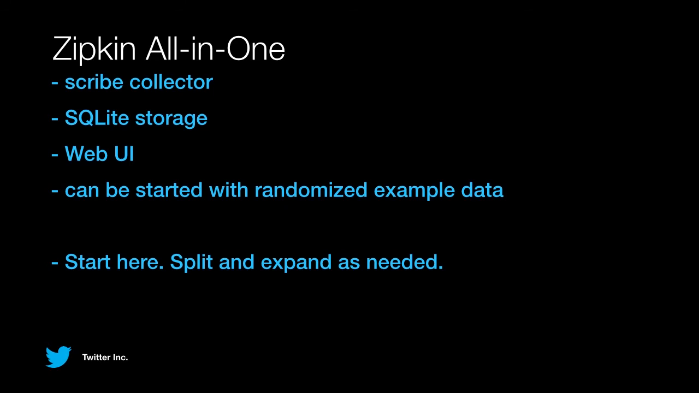Okay. So the all-in-one by itself uses the Scribe collector, and I'll describe these in a second. It uses SQLite in memory for storage, so it's totally ephemeral. And it has a web UI, and then you can start it with this random example data, which is exactly what I showed you. So you can start there and then split it out and change it around as you see fit.